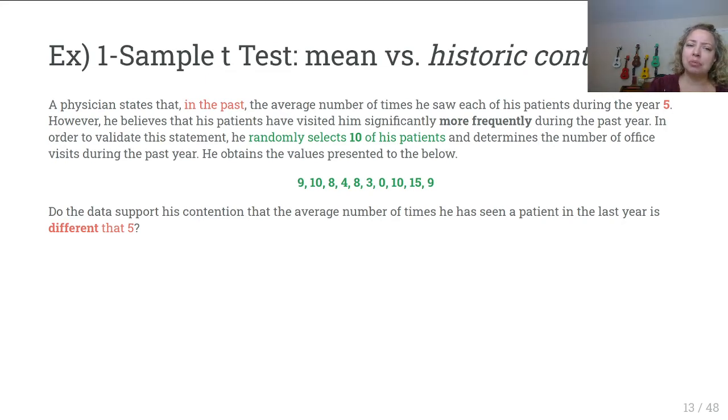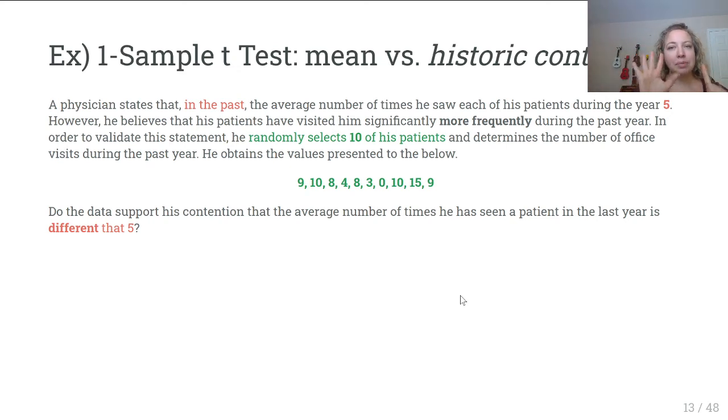So the question becomes, the research question is, do these data, the sample of 10, support his contention or claim that the average number of times he sees patients in the last year is different than 5? Now I want to talk about directionality here for a second. He thinks that they're coming more often. However, we're going to state the hypothesis that it's not 5 because that's the two-tail alternative. Being different than 5 allows for the opportunity that it could be more or it could be less, even though he has reason to believe he thinks it might be more. We're going to be conservative and go with the two-tail test.